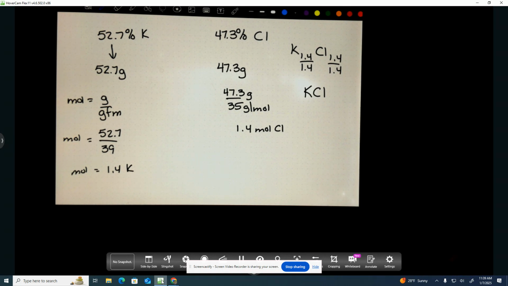You want to see one that doesn't work out that nice? Okay. Let's do 70% iron and 30% chlorine. This is Cordelia's biggest nightmare right here.